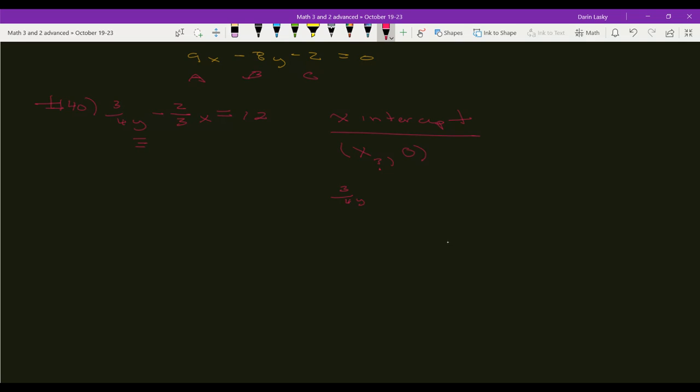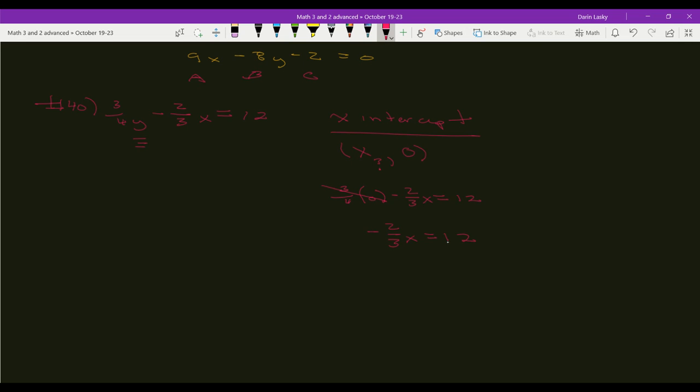y. Let me go back a little bit here. 3/4 times 0 minus 2/3 x equals 12. So that's going to cancel, and we're going to get negative 2/3 x equals 12.